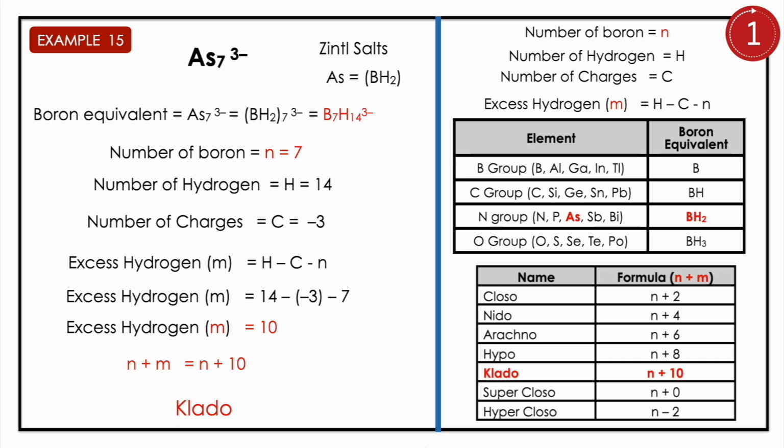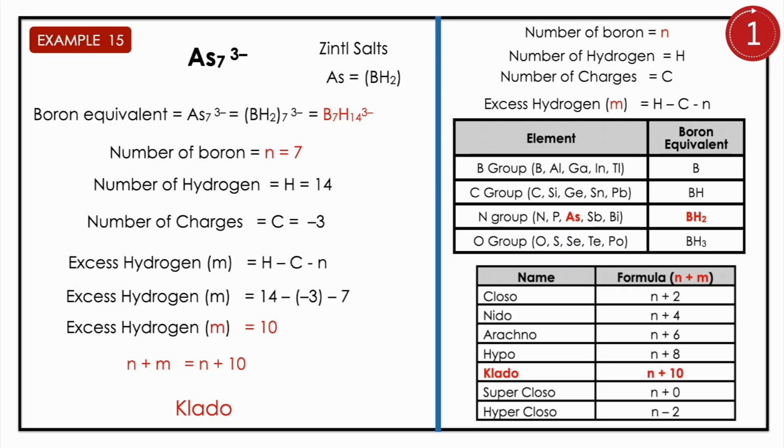We can apply Wade's rule here. First step will be counting the boron. There are 7 borons, so N equals 7. Number of hydrogens are 14, so H equals 14. Charge is minus 3, so C is minus 3. Finding the excess of hydrogen will be the crucial step here. To find the structure, you should find the excess of hydrogen, that is M equals H minus C minus N. If you substitute the values, 14 minus minus 3 minus 7. If you solve it, you get M equals 10.